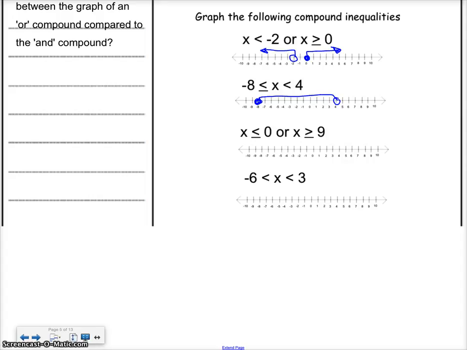Okay, and then this is going to be two separate ways because I have the word or in there. So x is less than or equal to 0, colored in, going to the left. Or x is greater than or equal to 9, colored in, going to the right. And what's this next graph? And, because x is smushed in between. That means it's doing both things. So -6 is right there, not colored in. 3, not colored in. X is smushed in between.